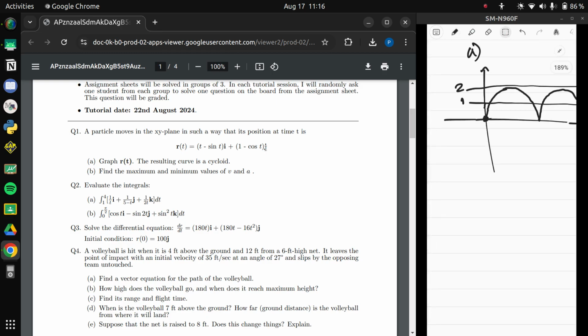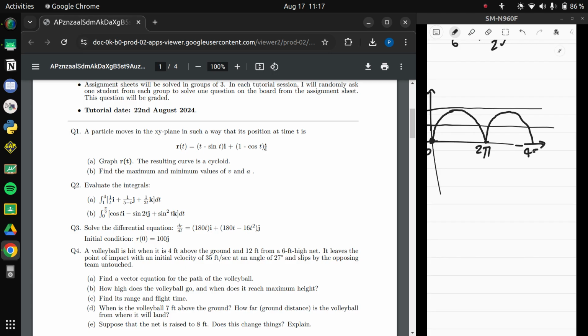When this thing happens is at t equal to 2 pi, I guess. So at t equal to 2 pi, what is this going to be? Just 2 pi minus sine of 2 pi, well, that's 0, so it's just 2 pi. So this thing is 0, 2 pi, 4 pi, and so on.